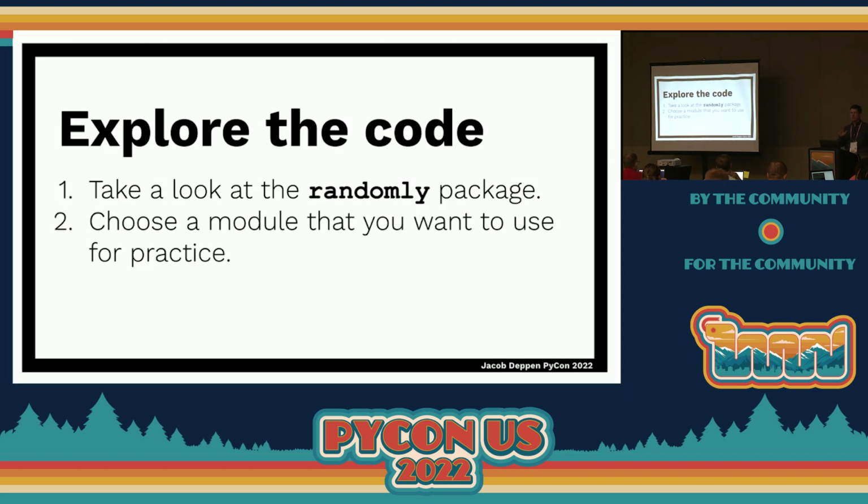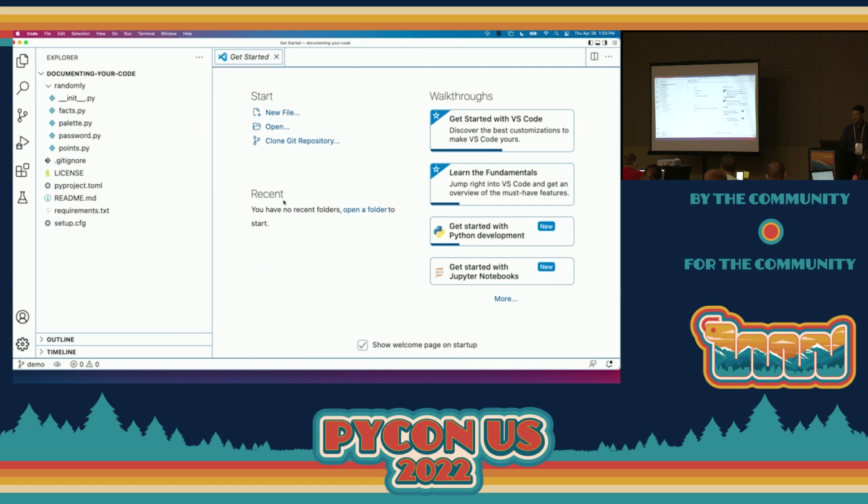So I want to take a few minutes to explore the code. So look at that randomly package. There's 4 modules in there. What are they? Facts, palette, points, and password. Take a look through those and see if anything seems familiar to you, anything that you could see yourself writing. They're dummy functions, so cut me some slack. But something that you want to work with, and then we'll work with that particular module through the next series of steps that we're going to do.